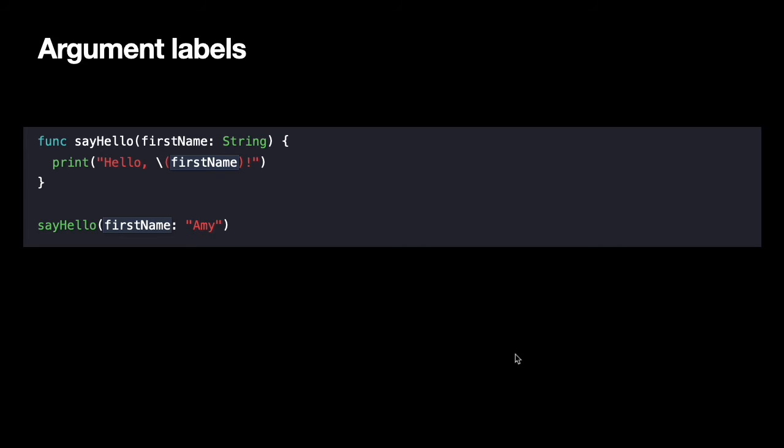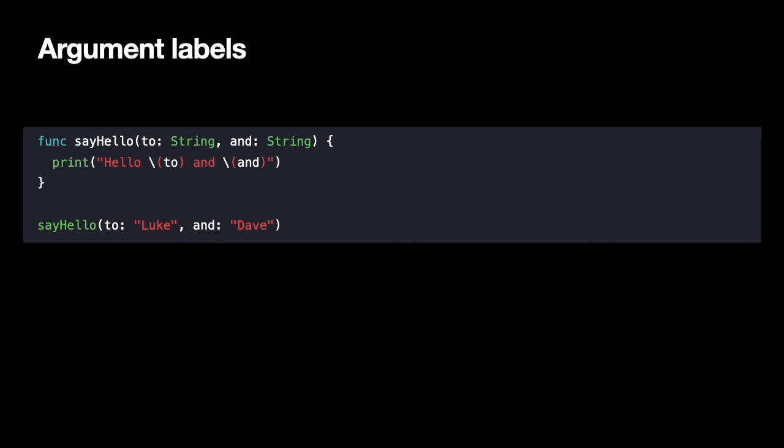Functions commonly use the same label internally and externally for parameters. In this case, this function's parameter name is first name, both internal to the function during implementation and external to the function when calling the function. Sometimes having the same name inside and outside the function can be awkward. In this case, we like these names external to the function. Say hello to Luke and Dave. That reads off very nicely and is very what we call swifty.